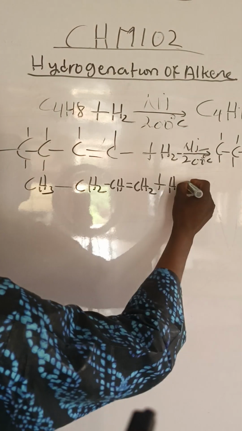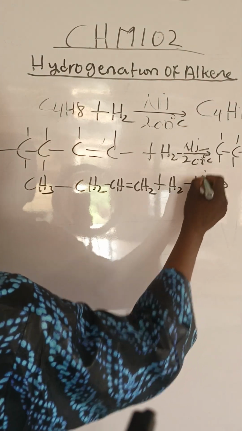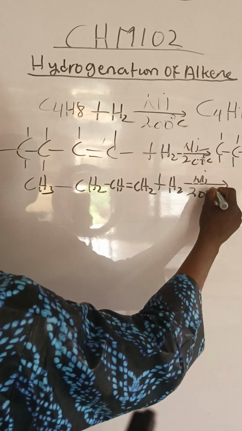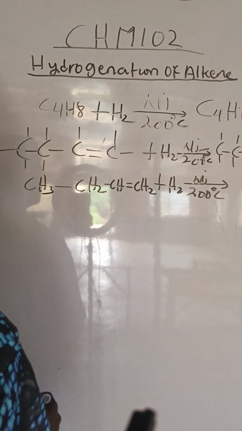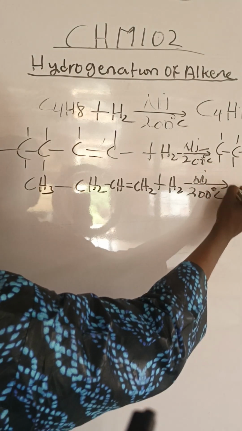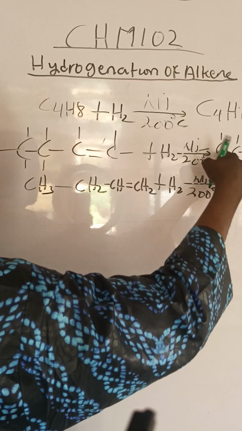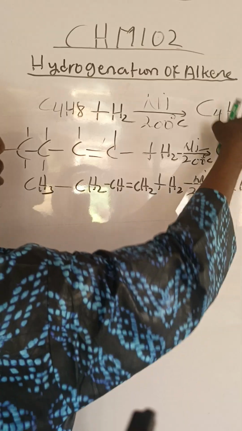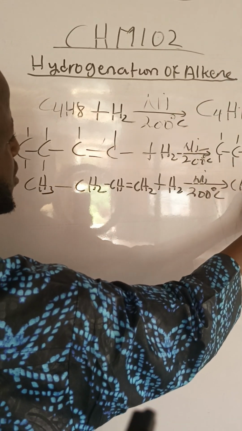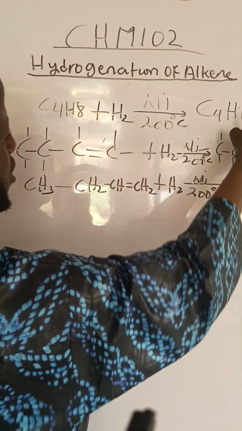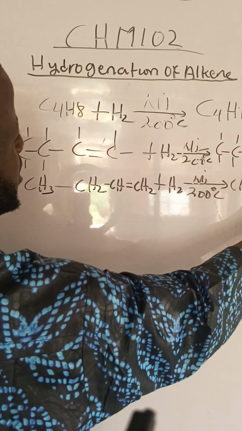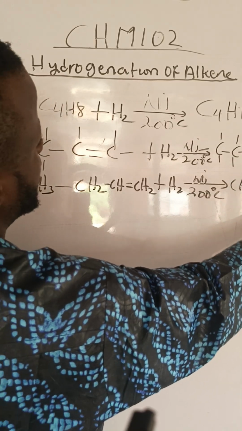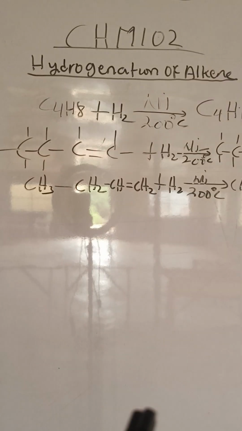If you add hydrogen and the nickel as well, catalyst together with temperature 200 degrees Celsius. So do the same thing here. This carbon contains 3 hydrogen. That will be CH3. This one contains 2 hydrogen. That will be what? CH2. This one also contains 2 hydrogen. CH2. The last one is what? CH3. So the CH3 is the last one.